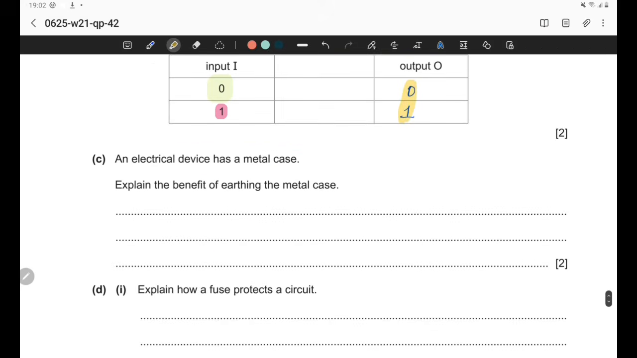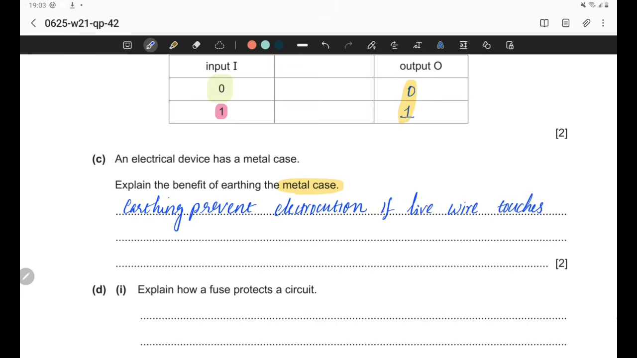Part C, an electrical device has a metal case. Explain the benefits of earthing the metal case. So here we need to mention the benefits of earthing a metal case of an electrical device. So we can write, earthing prevents electrocution if the live wire touches the metal case.